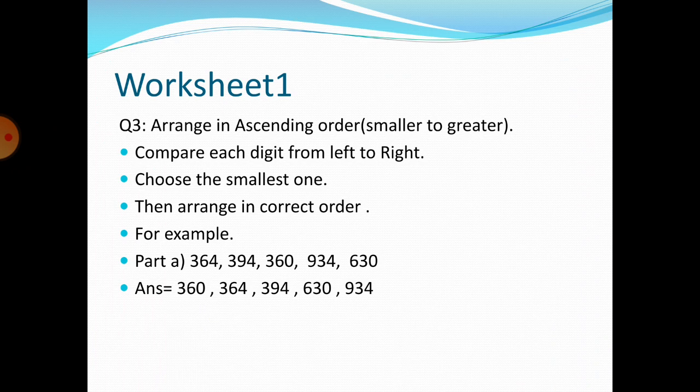Question number 3. Arrange in ascending order. As you all know, ascending order is from smaller to greater. What you have to do is compare each digit from left to right. Choose the smallest one by comparing each digit. Then you will come to know the answer. Arrange it in ascending order. I have done the first part for your understanding. You can take help and do the rest of the part the same way.